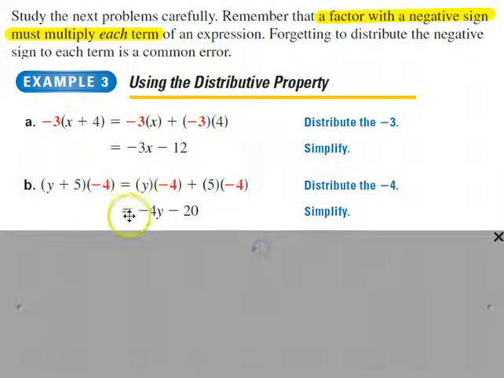Likewise, this negative 4 goes to the y and to the 5. So negative 4 times 5 becomes this negative 20. Negative 4 times y becomes this negative 4y.